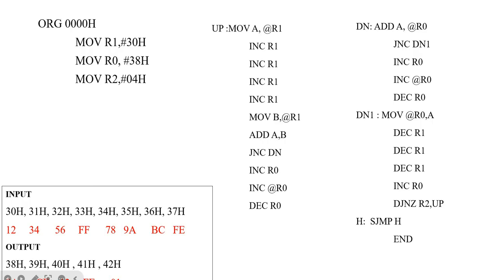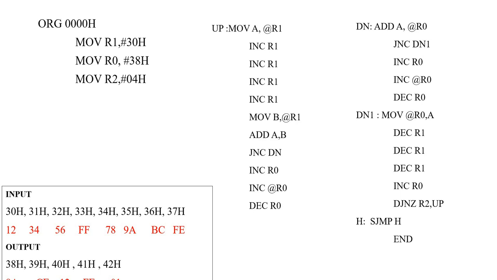Now we will see the program. Here first the initialization has to be done. ORG 0000H will start the program at the address specified here, that is 0000H. Next instruction is MOV R1, #30H.